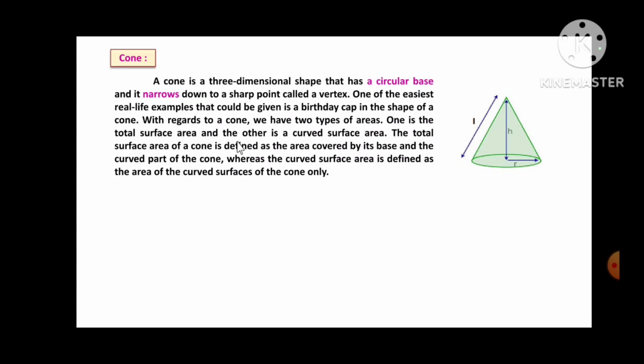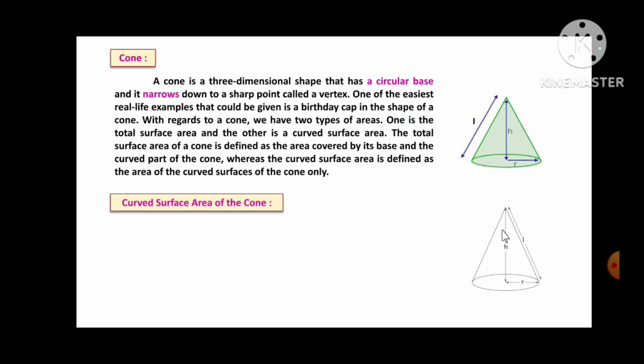One is the total surface area and the other is the curved surface area. The total surface area of the cone is defined as the area covered by the base and the curved part of the cone, whereas the curved surface area is defined as the area of the curved surface of the cone only. Friends, now let us see the curved surface area of the cone. Here in this figure you can see r is the radius of the base, h is the height of the cone and l is the slant height of the cone.